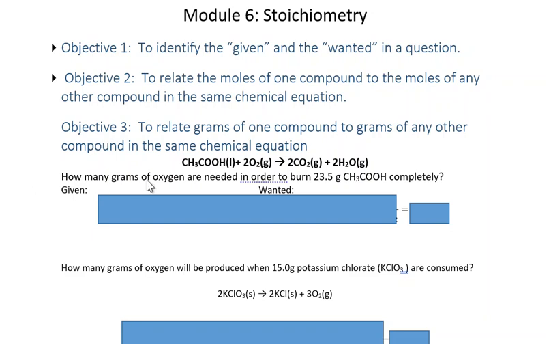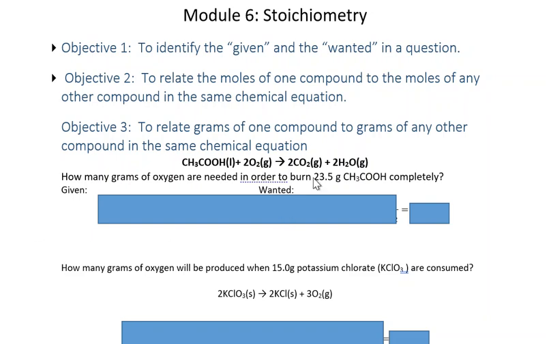Here's a question. How many grams of oxygen are needed in order to burn 23.5 grams of acetic acid completely? So here is our formula. We've got our acetic acid. We've got our oxidizer, oxygen there. It's going to produce carbon dioxide and water. What is it that they have given us? If we read that, what are we going to say is our given? And what are we going to say is our wanted? Go ahead and try to answer that.